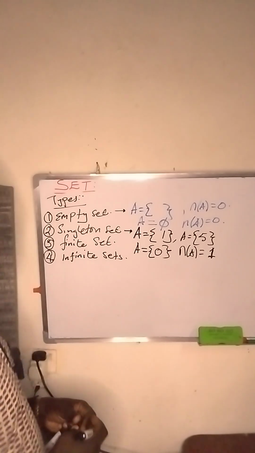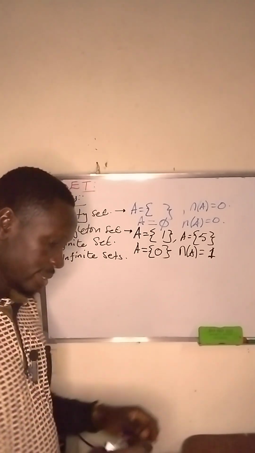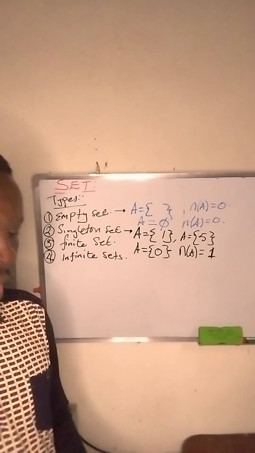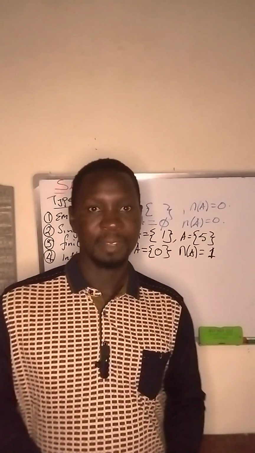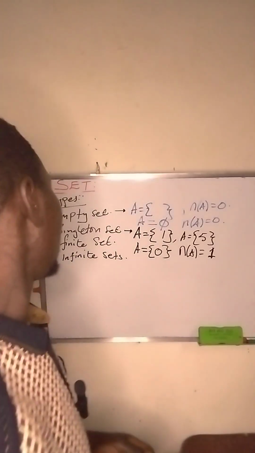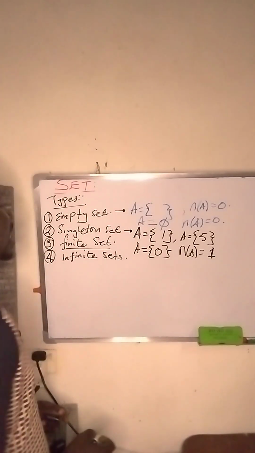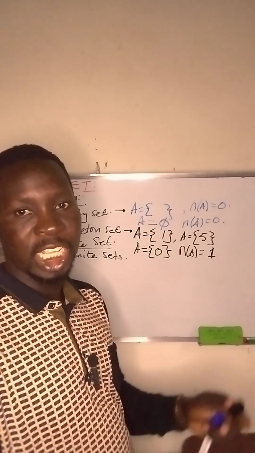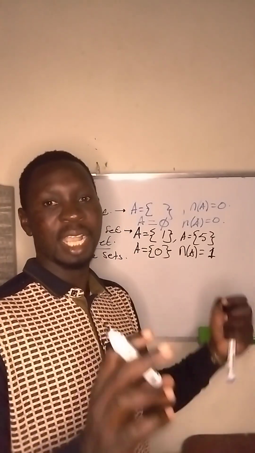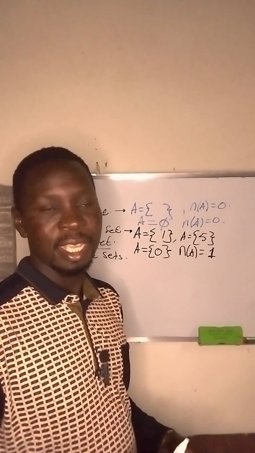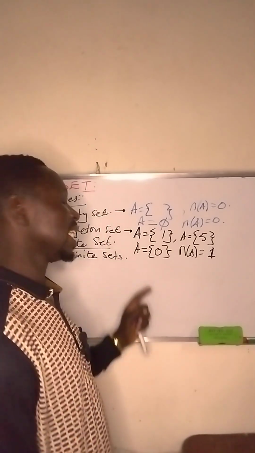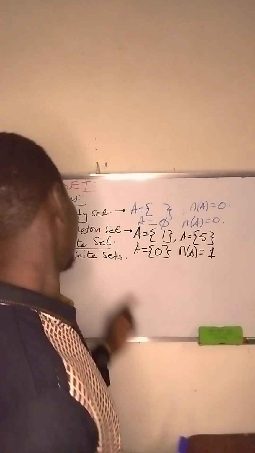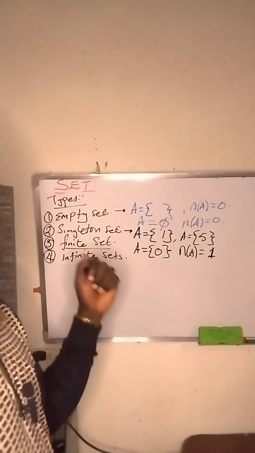Then also we have a finite set. When we talk about a finite set here, what do we mean? These are sets with more than one element and countable. When the number of elements inside that very set are countable and greater than 1, that set qualifies to be a finite set.